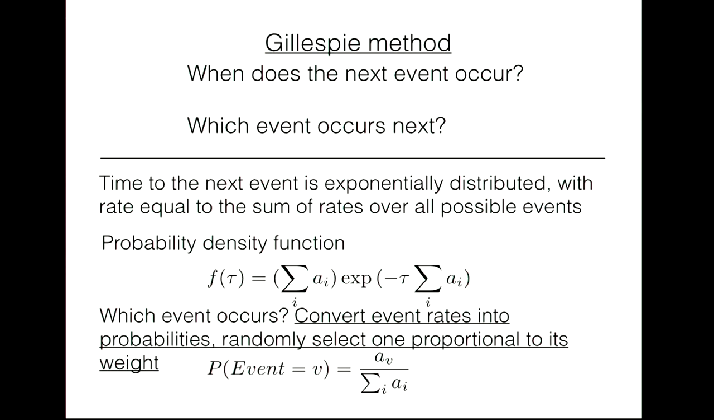Okay. So which event occurs? You can convert these event rates into probabilities by multiplying them by time, and you select one proportional to its weight. So you write the probability that a particular event V is chosen is the rate of V divided by the sum over the rates of all possible events that can actually happen.